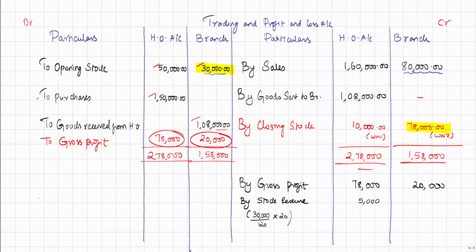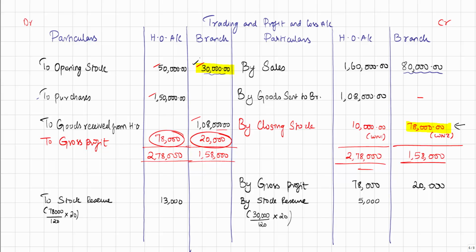Similarly, there is a closing stock on which there is a stock reserve. Okay, so to stock reserve, and what is the value? It is 78,000 divided by 120, okay, multiplied by 20. 78,000 divided by 120 multiplied by 20, write it only in the HO column, the value is 13,000. So in this way we have factored both the stocks.